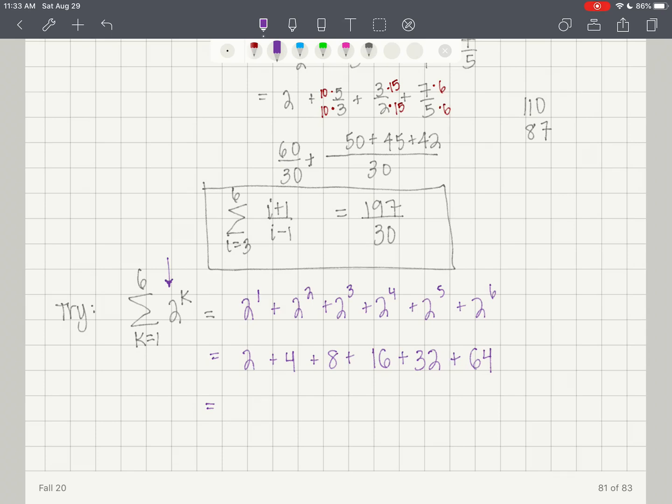2 plus 4 plus 8. Well, that's 14, and 14 and 16, that's 30. And then I've got 96, so that's 126. So if you got 126, you've got it.